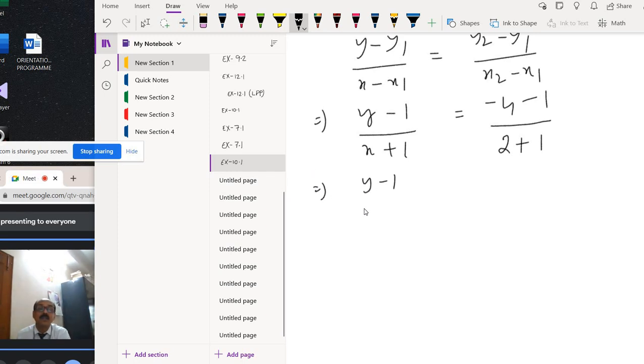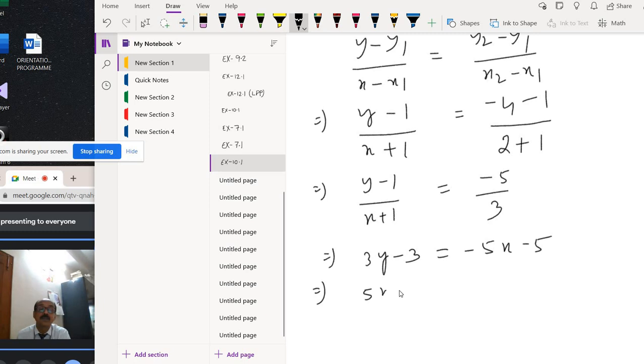So y minus 1 by x plus 1 equal to minus 5 by 3. Cross multiply, so 3y minus 3 is equal to minus 5x minus 5. So 5x plus 3y plus 2 equal to 0. This is the answer, the equation of the line.